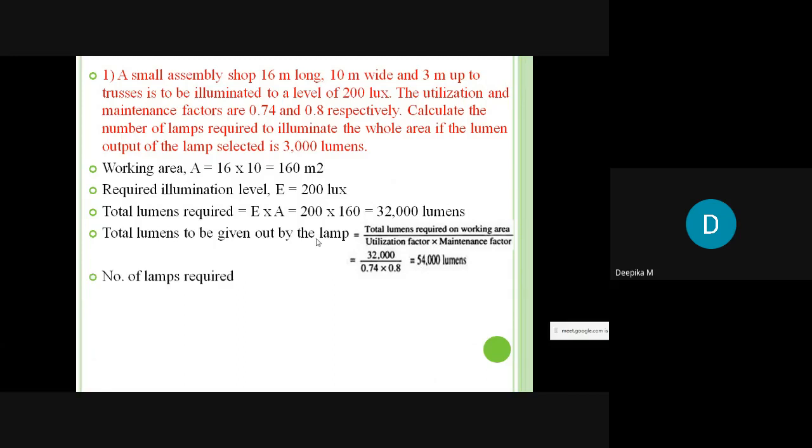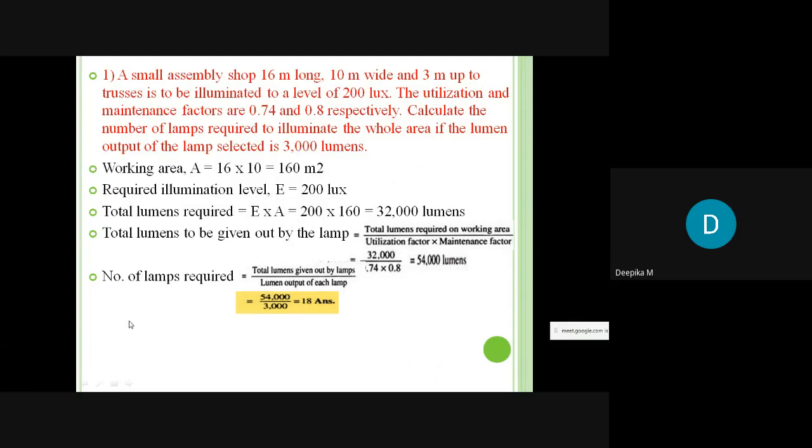Next, we need to calculate the number of lamps. To calculate that, it is the total lumens given out by the lamp divided by the lumen output of each lamp. If we calculate this, then we can easily find how many lamps are required. Here the lumen output they have given is 3000 lumens. So this is 54,000 divided by 3000, which is 18. That is the answer.